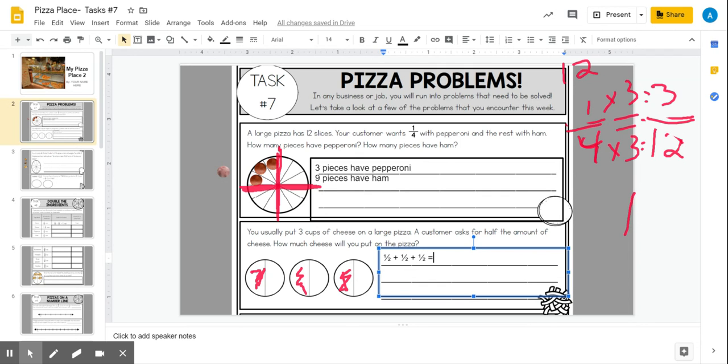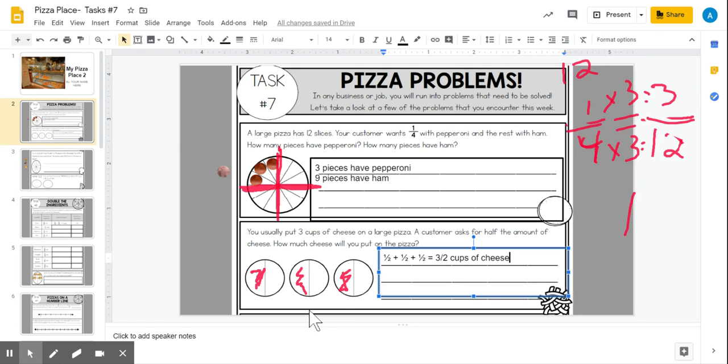So when you add fractions, you just add the numerator, so the numbers on top, and the denominator stays the same. So 1 plus 1 plus 1 is 3, and then the 2 on the bottom stays the same. The denominator stays the same. So when it says how much will you be putting on the pizza, you're actually going to be putting 3 halves or 1.5 cups on the pizza.